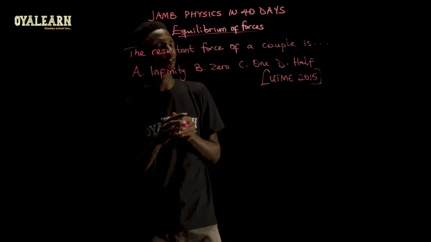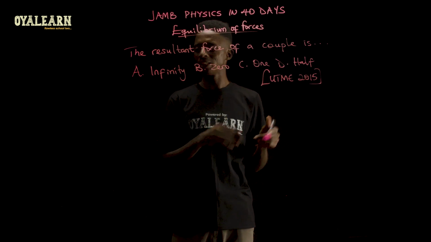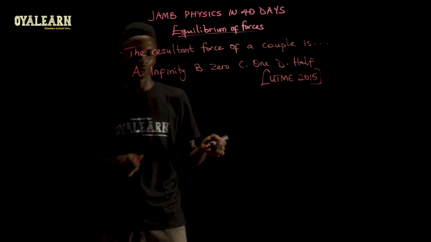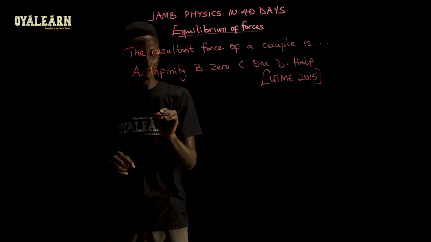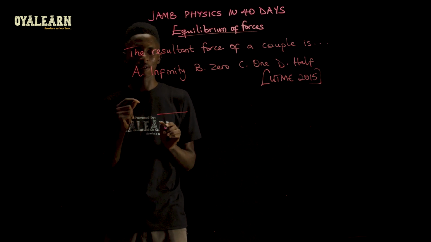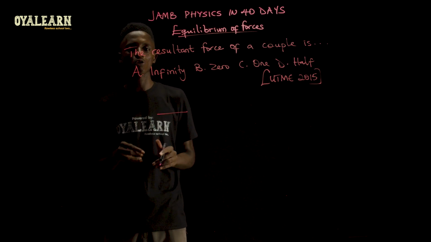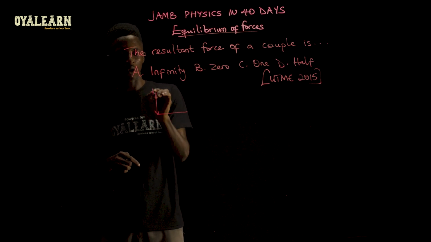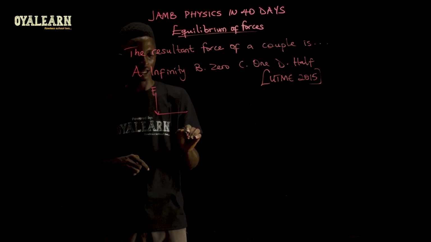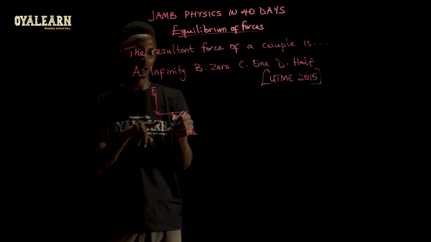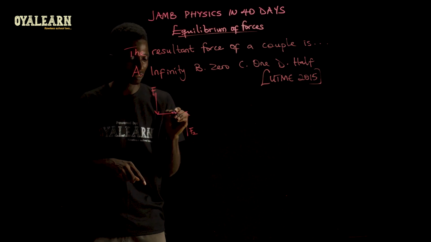The resultant of force of a couple is, so we have 4 options here. Now, let's consider a couple. Now, when we have a couple, it means that you have an object that is acted upon by 2 equal but opposite forces. They are equal in magnitude, but their direction is in the opposite way. That is, if one of the forces, F1, is in this direction, the other force, F2, will be in the opposite direction. And what this force causes this body to do is to rotate about this pivot point.